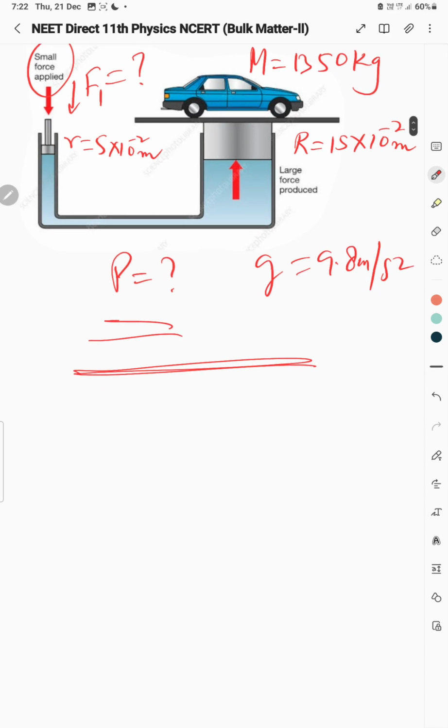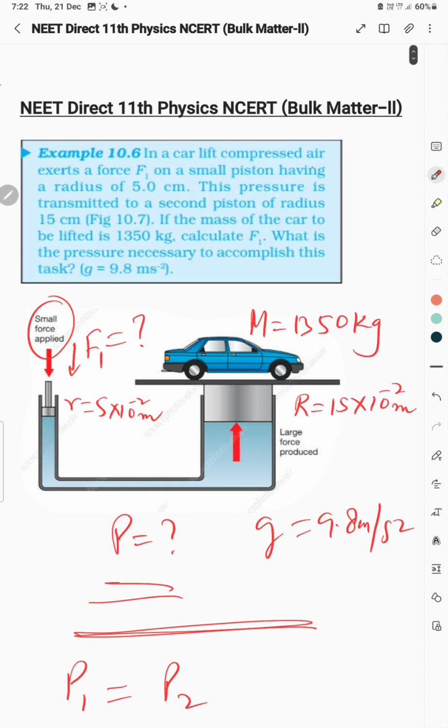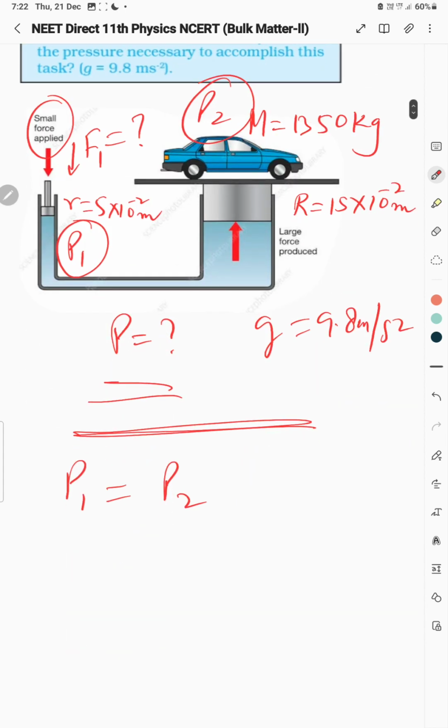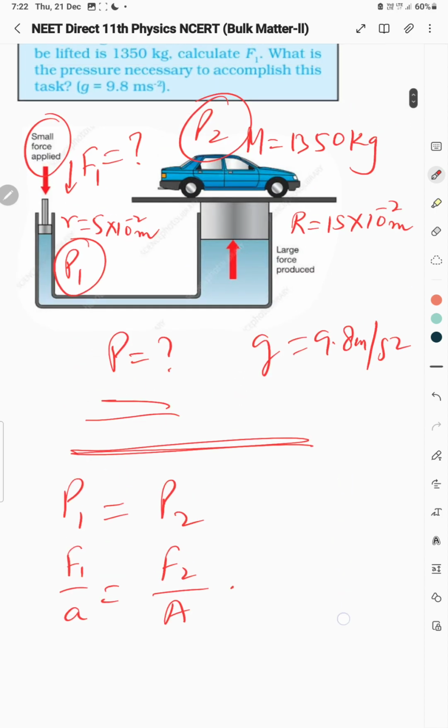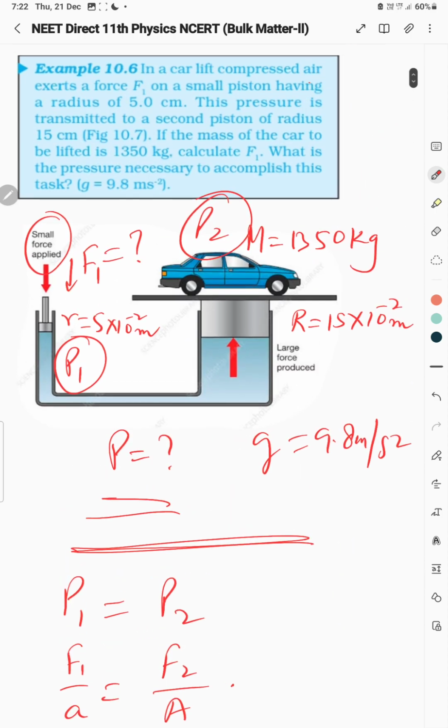If I consider the pressure at piston 1, it should be the same as at piston 2. Piston 1 is here, piston 2 is this. So the two pressures are equal. Why? As per Pascal's law. Pressure is force by area, and this force and this area. The small area has been denoted by small a, the large area by capital A.